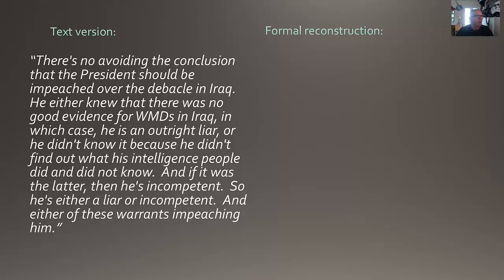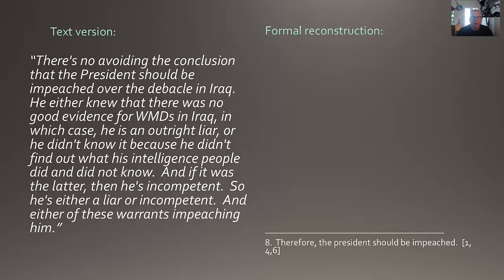Okay, next argument. There's no avoiding the conclusion that... Okay, so before we say anything else, the author's just giving away what the conclusion is. That is, the president should be impeached. There's no avoiding the conclusion that the president should be impeached over the debacle in Iraq. He either knew that there was no good evidence for WMDs, which is weapons of mass destruction, in Iraq, in which case he's an outright liar, or he didn't know it because he didn't find out what his intelligence people did and did not know. And if it was the latter, then he's incompetent. So he's either a liar or he's incompetent, and either of these warrants impeaching him.